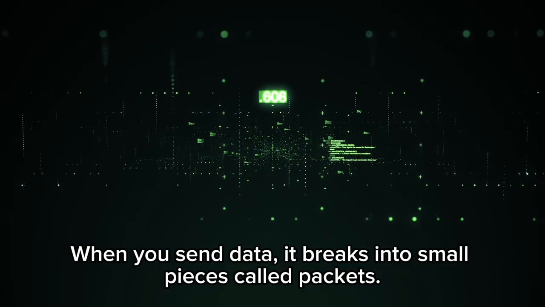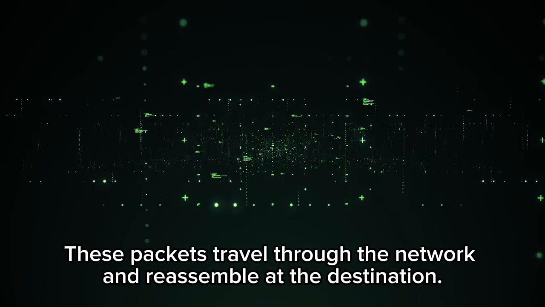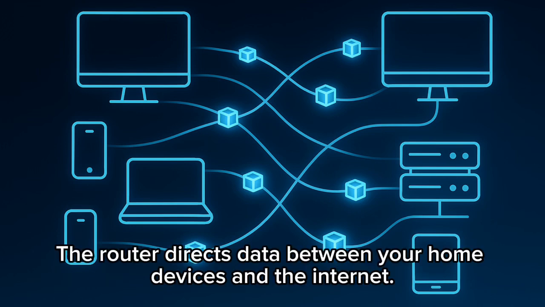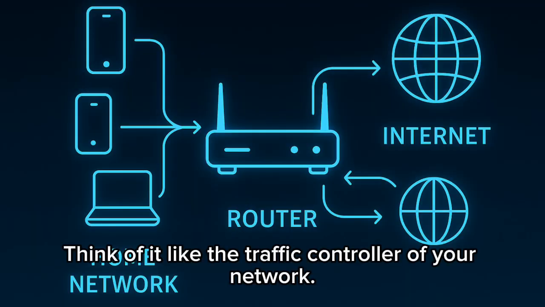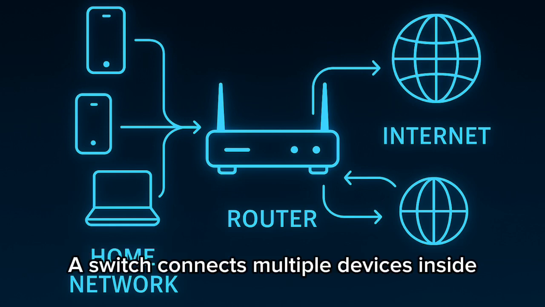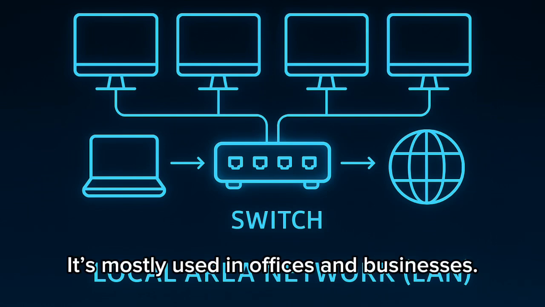When you send data, it breaks into small pieces called packets. These packets travel through the network and reassemble at the destination. The router directs data between your home devices and the internet. Think of it like the traffic controller of your network. A switch connects multiple devices inside the same network so they can talk directly to each other. It's mostly used in offices and businesses.